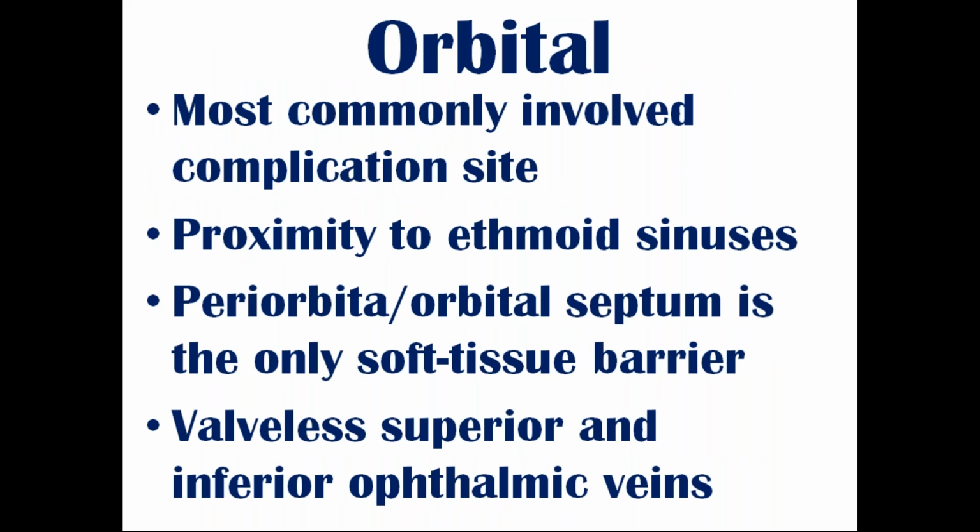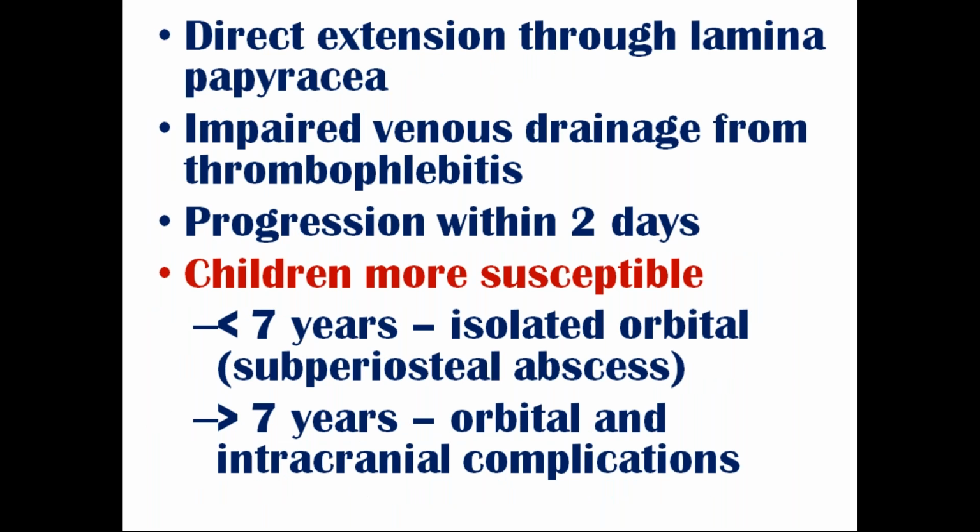Coming to the orbital complications, the orbit is the most commonly involved complication site, and it is proximal to the ethmoidal sinuses. Next, the periorbita or the orbital septum is the only soft tissue barrier. The orbital septum divides the conjunctiva from the superficial subcutaneous tissue. The valveless superior and inferior ophthalmic veins have direct communications with the cavernous sinus, which can lead to cavernous sinus thrombosis.